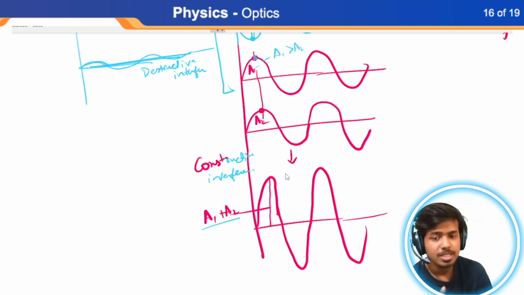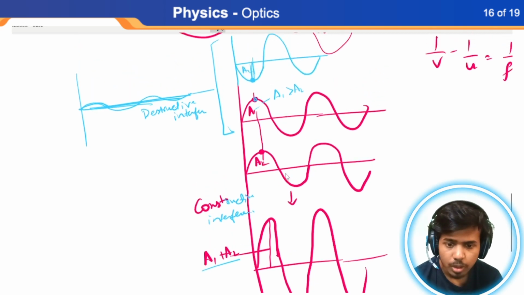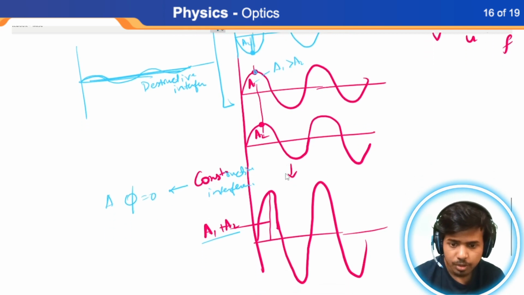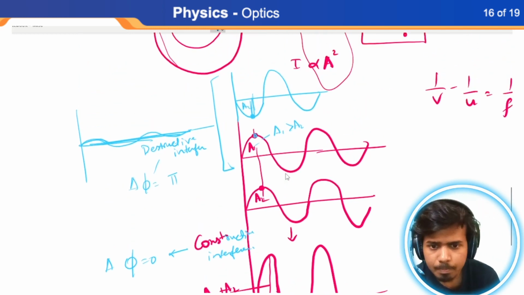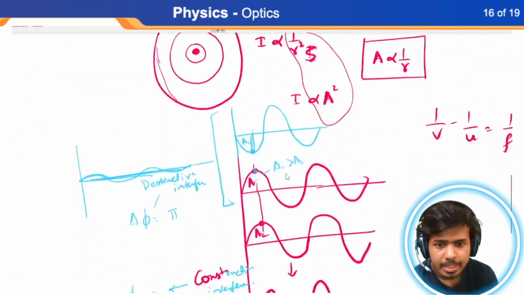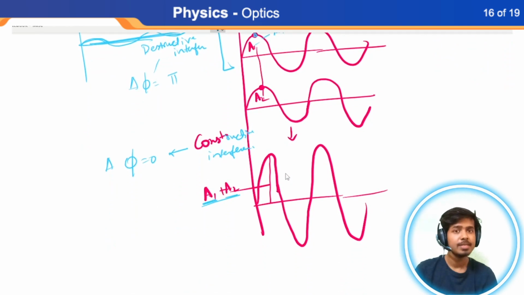So complete constructive interference and complete destructive interference we already talked about. For constructive interference, the phase difference has to be 0, and for destructive interference the phase difference has to be pi. If that is clear, then coming to the intensity. If A1 and A2 are getting added up, it is not the intensity which is added up. It is the individual amplitude which is getting added up.